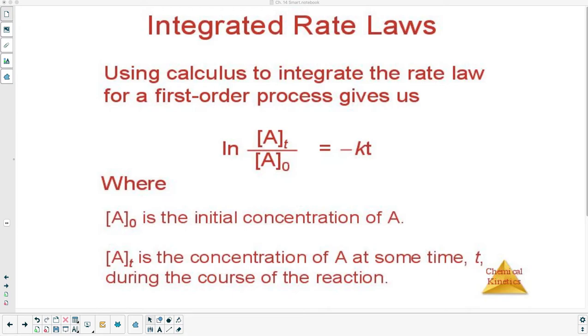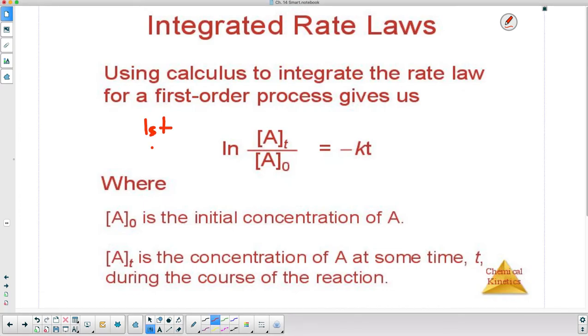Hey guys, this is 14.4 for the integrated rate laws. We're looking at an equation here that's going to come up pretty often. This is for first order. So when we looked at the previous screencast for 14.3, you saw that they were all for first order reactants, that's what this is referring to.